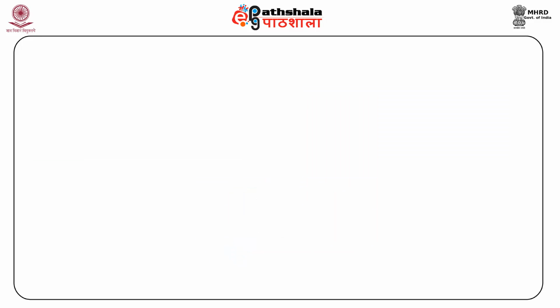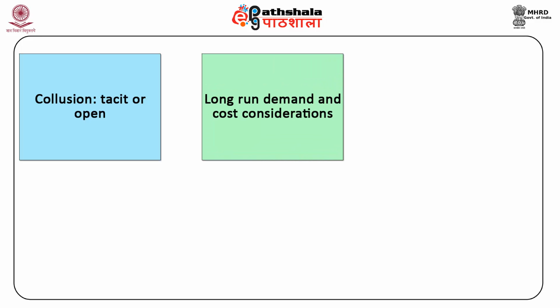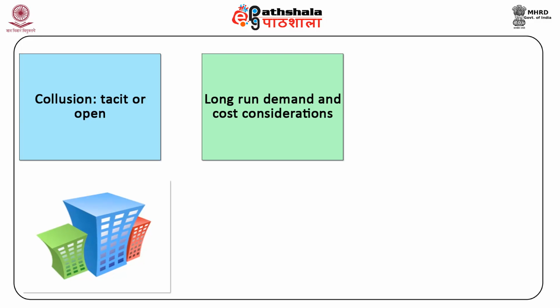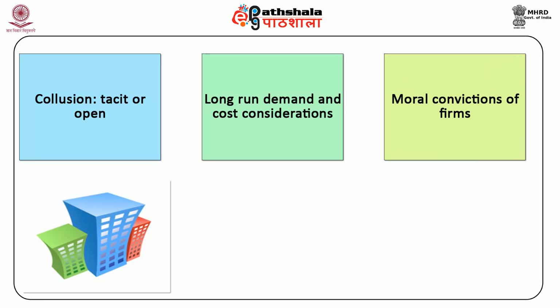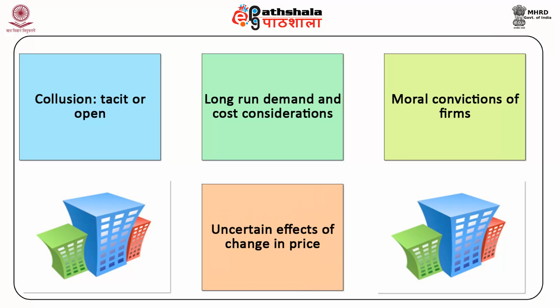According to Hall and Hitch, average cost pricing is a result of: A. Collusion, tacit or open; B. Long run demand and cost considerations; C. Moral convictions of firms; and D. Uncertain effects of change in price.